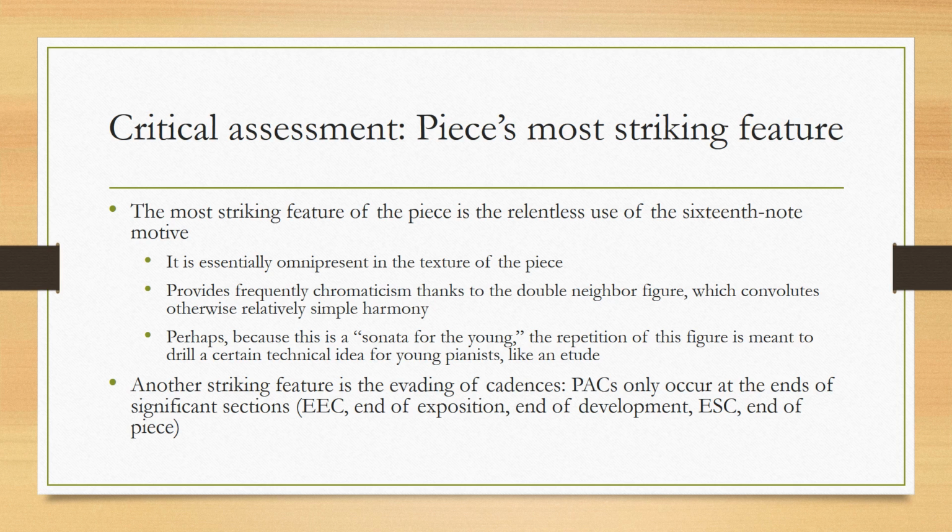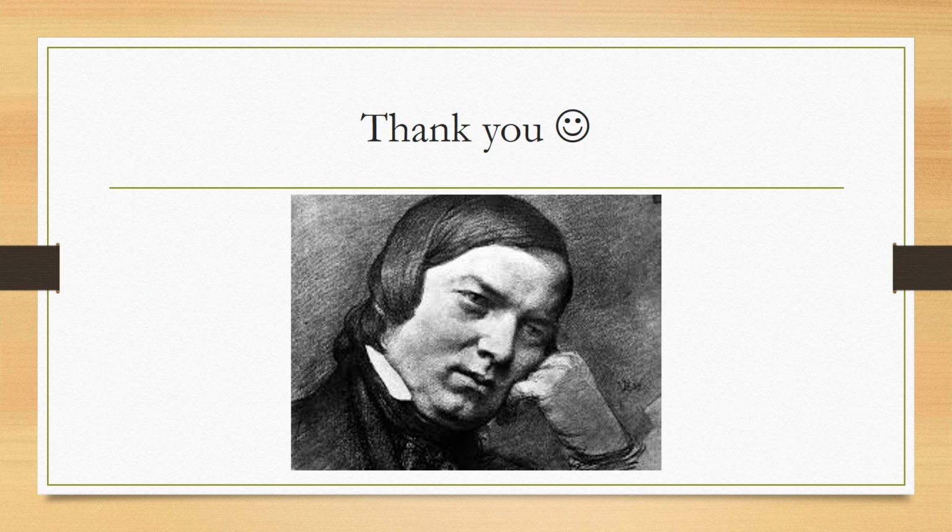Another striking feature is Schumann's evading of cadences. Perfect authentic cadences really only occur at the ends of significant sections: the EEC, ending the exposition, the end of the development, the ESC, and the very end of the piece.